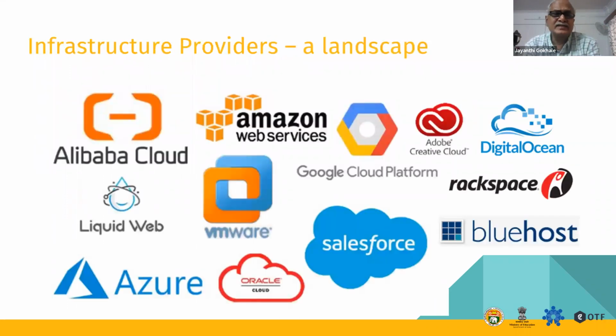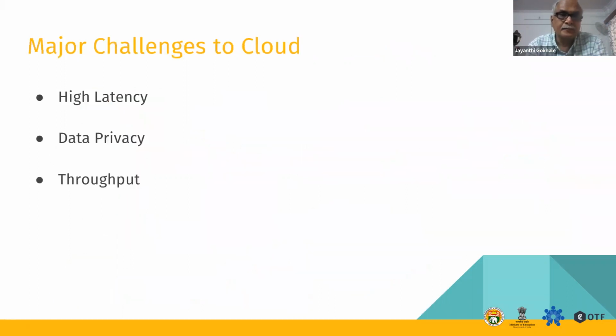This is a landscape which I've provided of the infrastructure providers. You have infrastructure providers like Amazon, Google, VMware, Azure, Oracle. You have a whole bunch of these infrastructure providers. Each of them has their own way of provisioning, but ultimately from an application point of view, there would be a minimal dependency on the underlying cloud platforms, the hardware platforms, right? So you get everything in a virtualized manner.